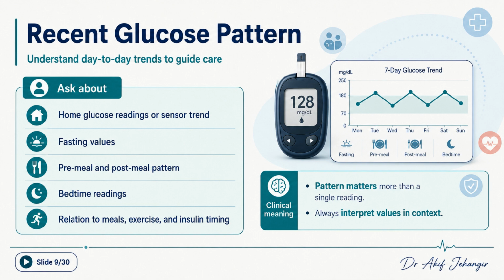After symptoms, move to the glucose pattern. Don't accept one random reading. Ask about home glucose monitoring or glucose sensor trends. What are the fasting values? What happens before meals, after meals, at bedtime, after exercise, and after insulin? Pattern matters more than one number.